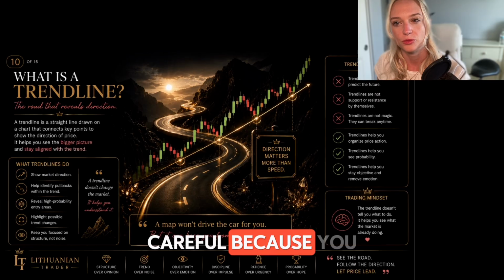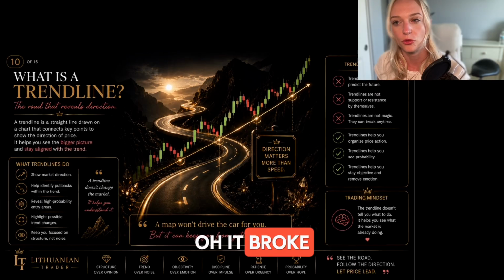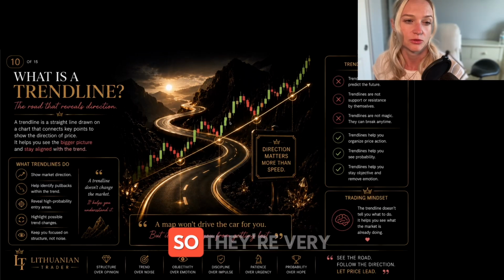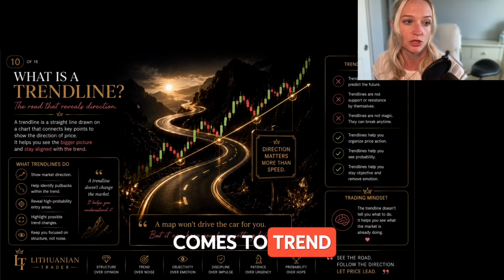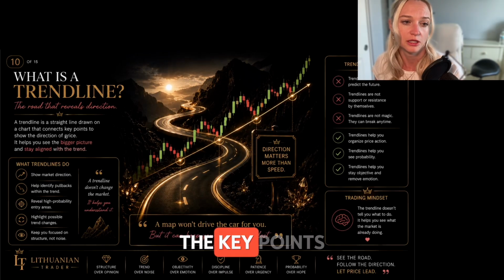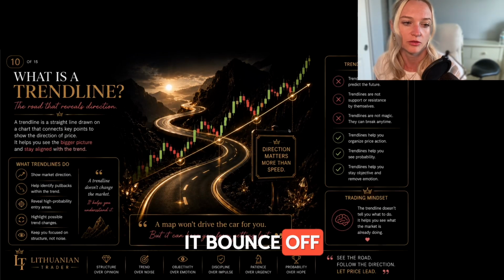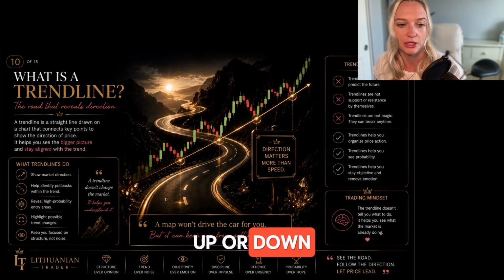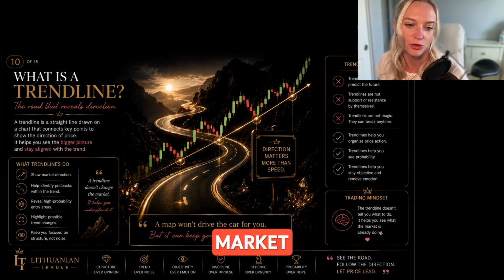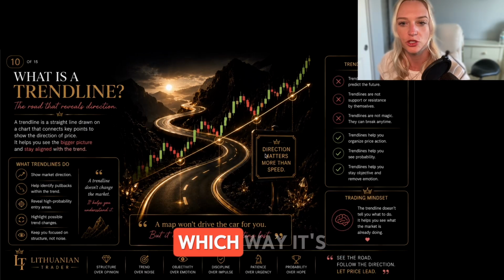But be very careful, because you think, oh, it broke the trend line, I'm gonna go in. Not necessarily, right? So they're very subjective when it comes to trend lines, but it is a straight line drawn on a chart that connects the key points where price bounced off. It shows a direction, right, up or down. It doesn't change the market. See, this is the thing. The trend line doesn't change the market. It just helps you to understand which way it's going.